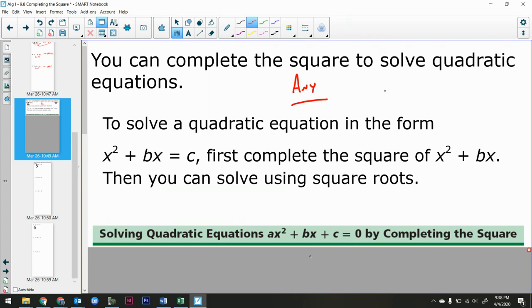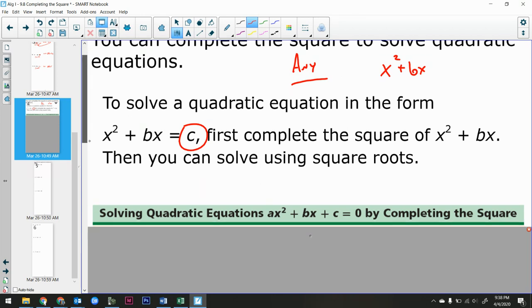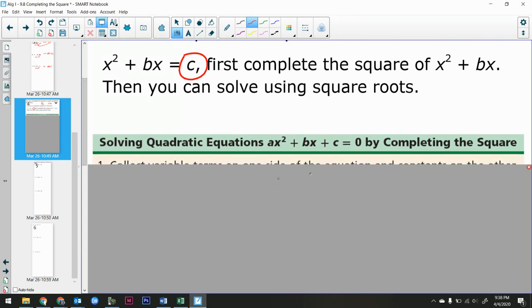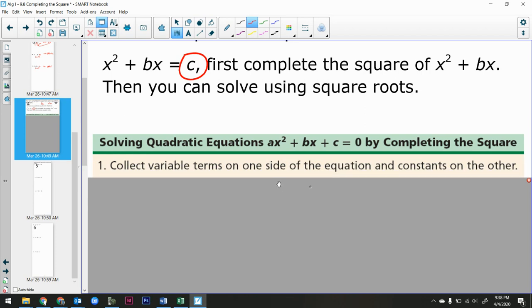So remember that to complete the square, we just had x squared plus bx. So where did our c term go? Well, the c term went over to the other side. So this is not in standard form. The c term got moved over to the other side. So what are my steps? First step, collect variable terms to one side and the constant to the other. C term goes on the other side.